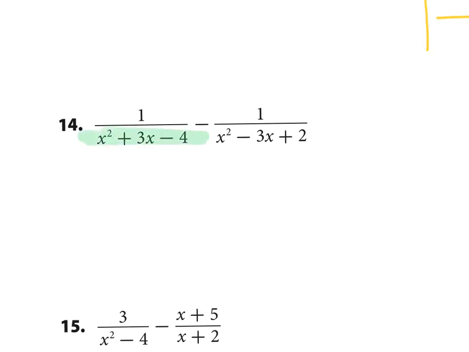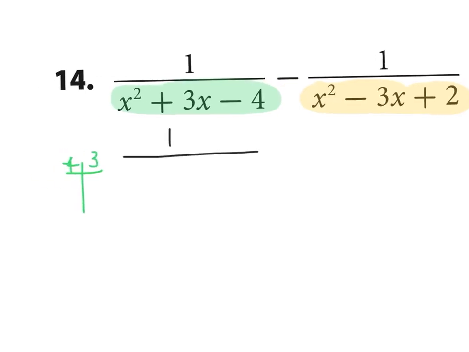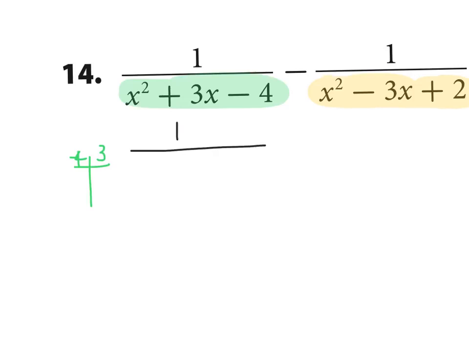So our first denominator is x squared plus 3x minus 4. Our second denominator is x squared minus 3x plus 2. So we're going to go ahead and factor those out. So I have 1 divided by, and I need to figure out if I can factor x squared plus 3x minus 4. So I have -4 and +3. So my factors that multiply to give me -4 and add to 3 are +4 and -1.